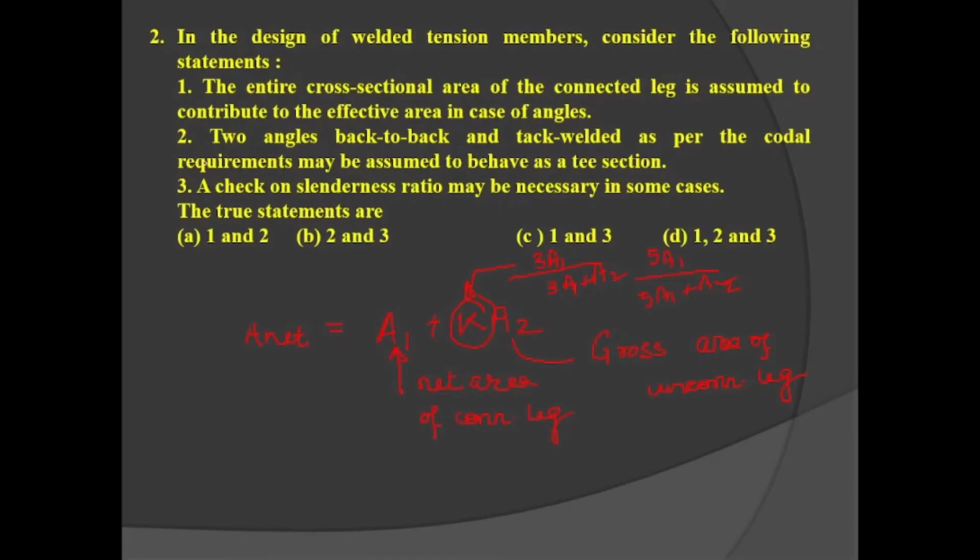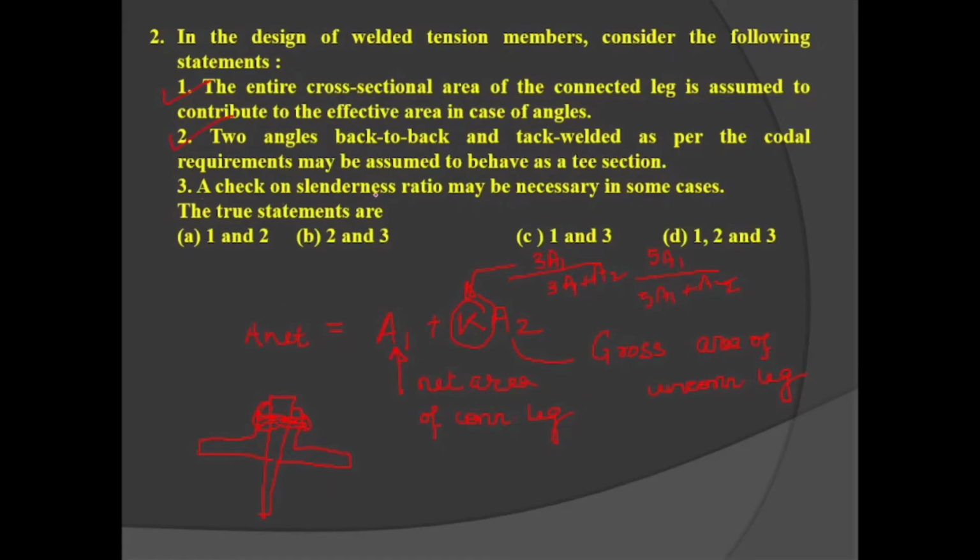Now the second statement: two angles back to back and tack riveted as per the Codal requirements may be assumed to behave as a T section. Obviously, likewise this is our gusset plate, and to this gusset plate, this is one angle, this is one angle. So this kind of connection behaves as a T section. So statement number 1 is okay, and statement number 2 is also okay.